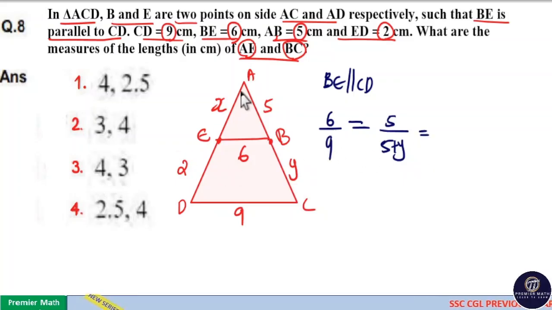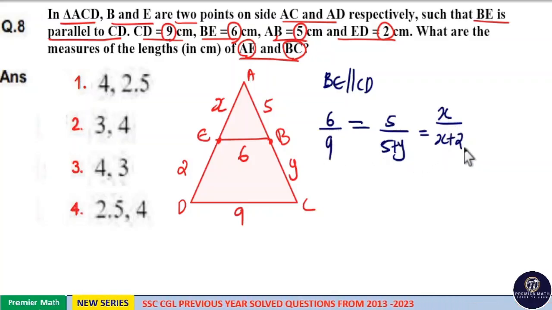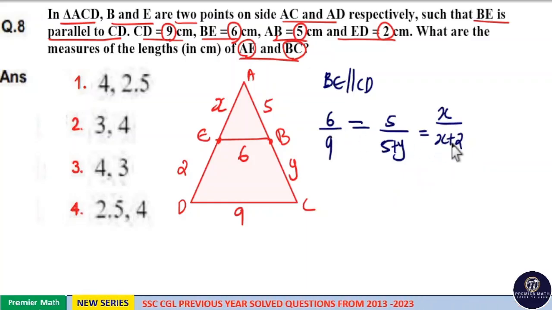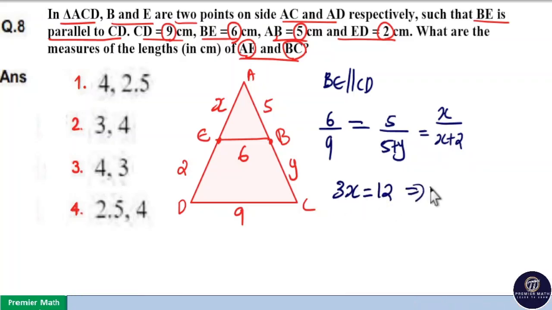And 6 by 9 is in the ratio of AE, which is X, divided by AD, which is X plus 2. Now you can see 6 by 9 is equal to X by X plus 2. Now if I equalize, 6X plus 12 is equal to 9X, which is equal to 3X is equal to 12. Then X is equal to 4.